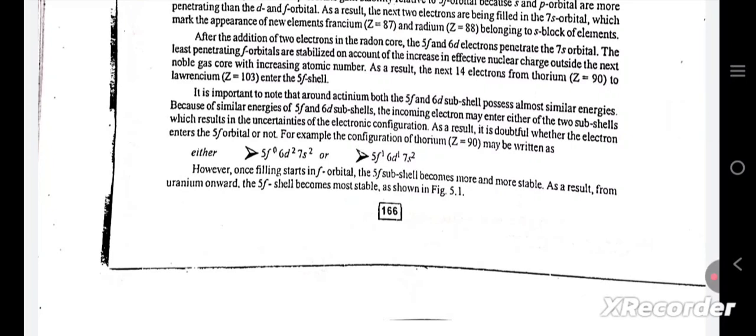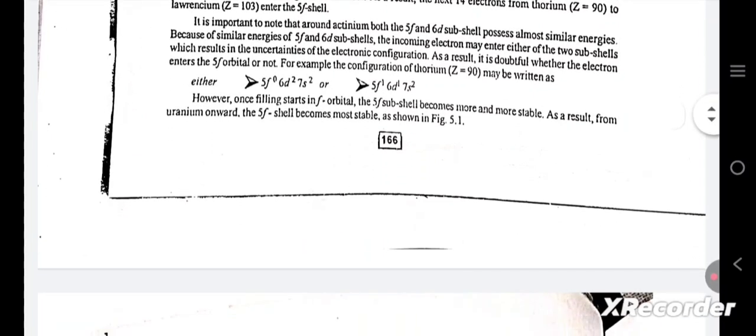After the addition of two electrons in the radon core, the 5f and 6d electrons penetrate the 7s orbital. The least penetrating f orbitals are stabilized on account of the increase in effective nuclear charge outside the next noble gas core with increasing atomic number. As a result, the next 14 electrons from thorium to lawrencium enter the 5f shell.